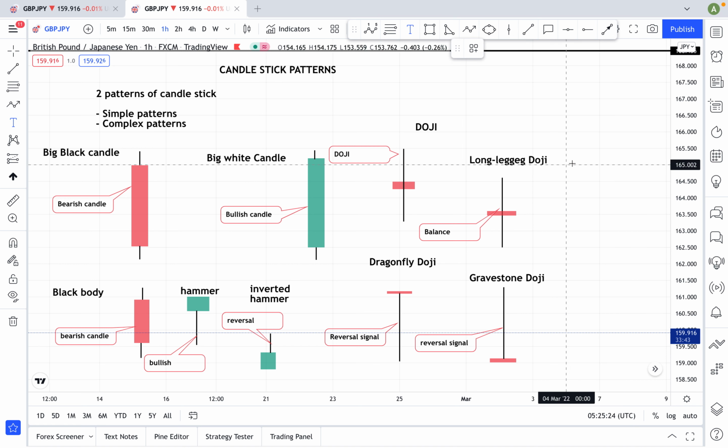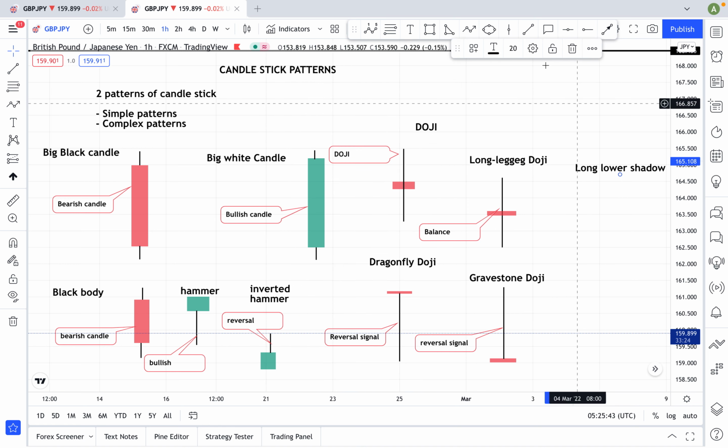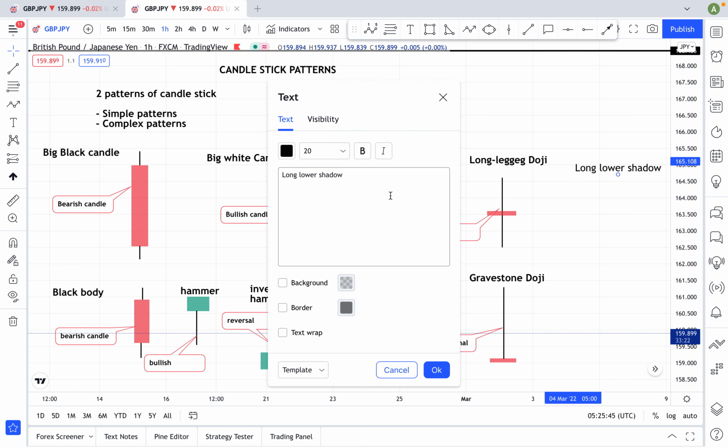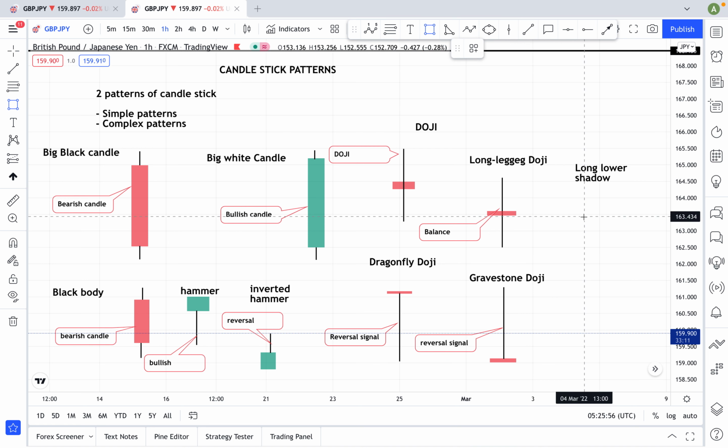So let's go on to the long lower shadow. And what is it about the long lower shadow? Let me shorten this because of space, because I actually want us to cover more today. Take this, and then here you go.